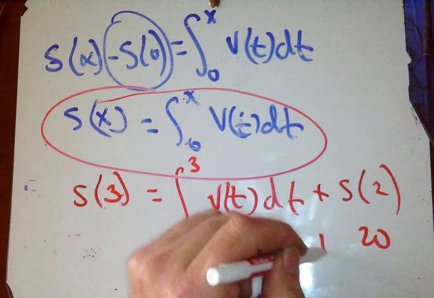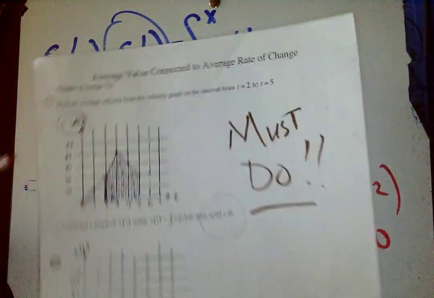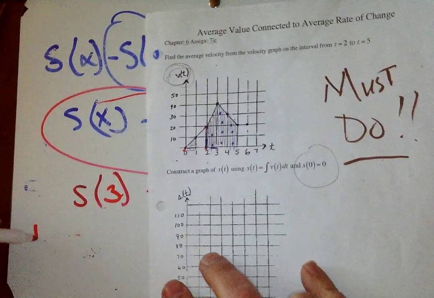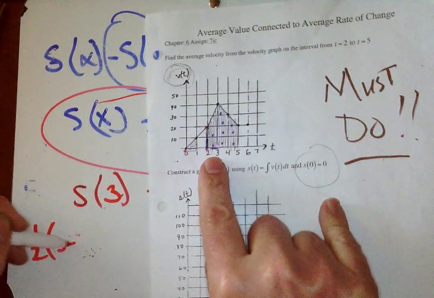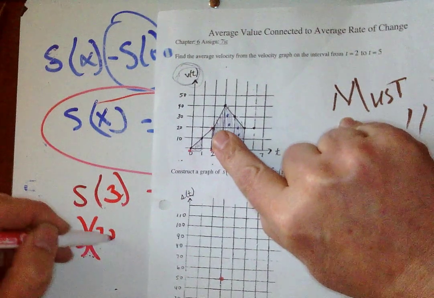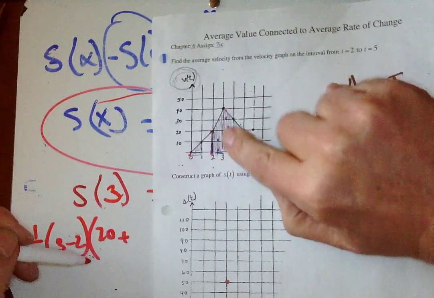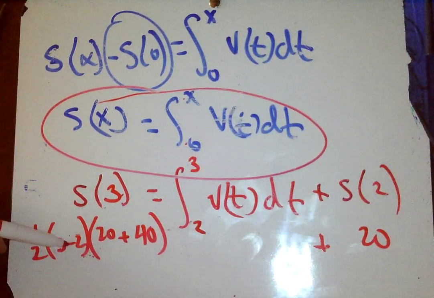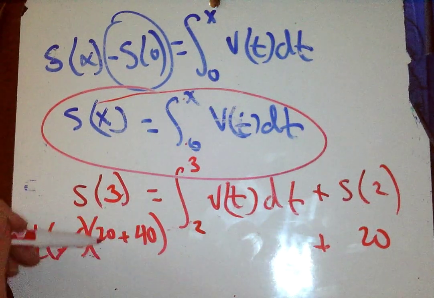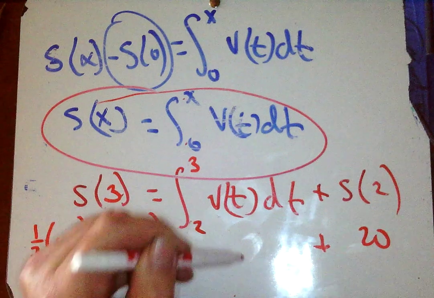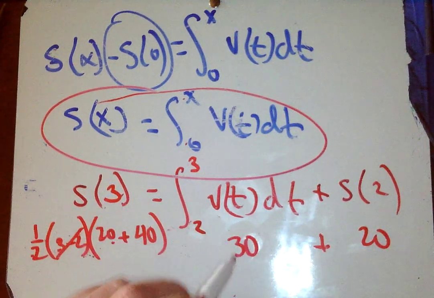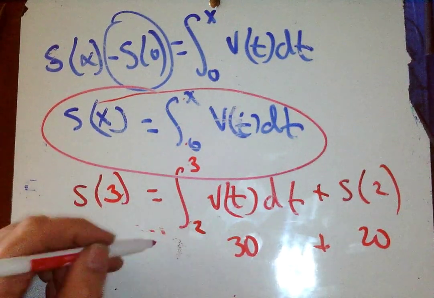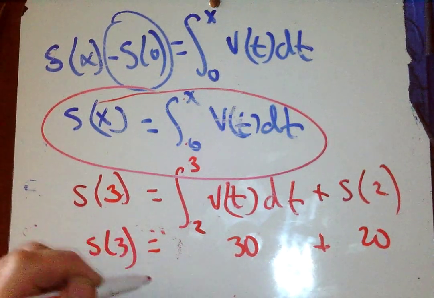I think this was 20, and what's the area under the velocity curve from 2 to 3? Well, from 2 to 3, I have this trapezoid. How do I find the area of that trapezoid? I do 1/2 height times base 1, 20, plus base 2, that's this length here, 40. 3 minus 2 is 1, so that goes away. 20 plus 40 is 60. 60 divided by 2 is 30. So 30 is the area from 2 to 3, plus the area I had before, 20, and therefore I get s of 3 equals 50.